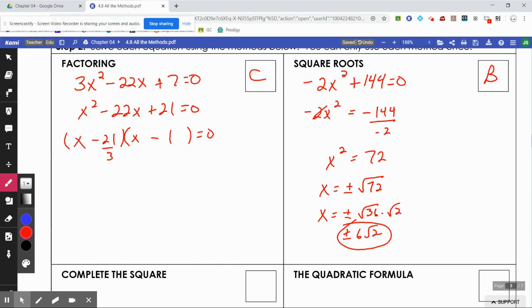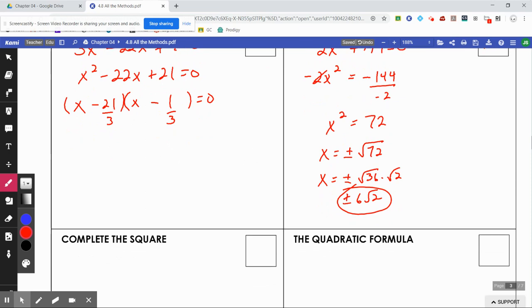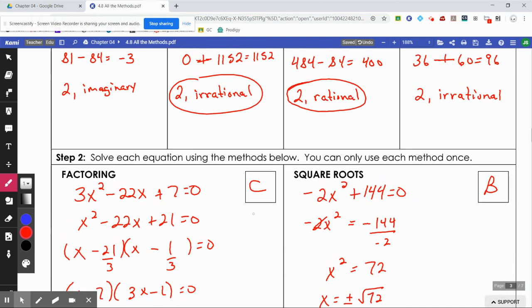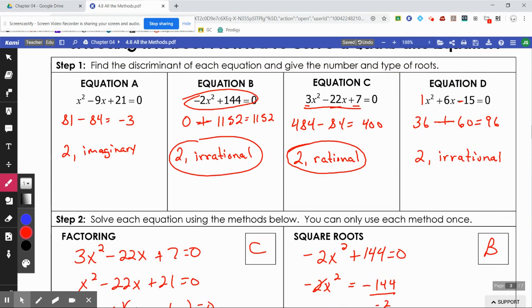We move the 3, so now let's divide by it. And that's going to give you x minus 7 and a 3x minus 1 equals 0. So therefore, your two solutions, set each of those equal to 0, and you're going to get x equals 7 and x equals 1/3.